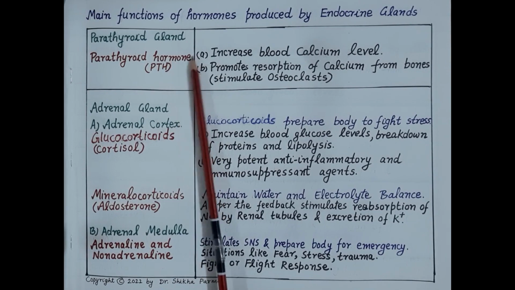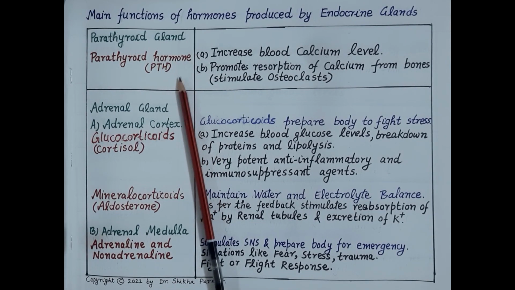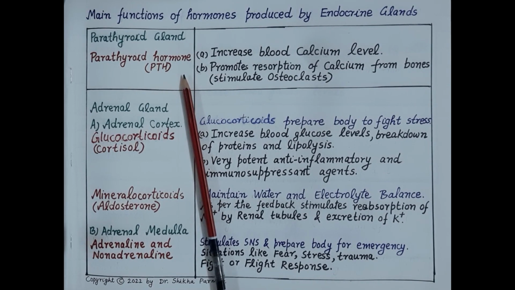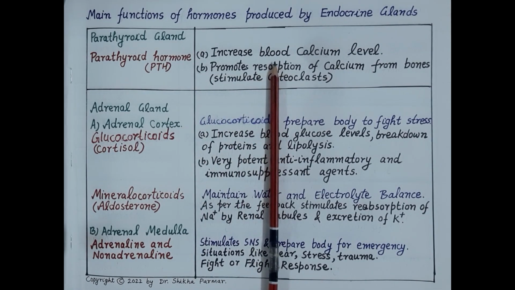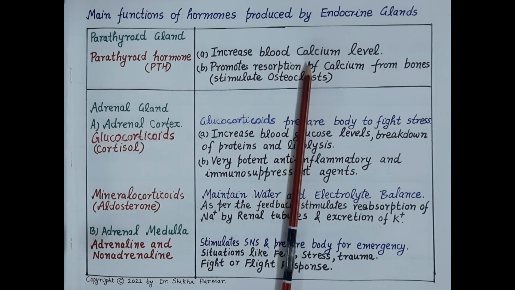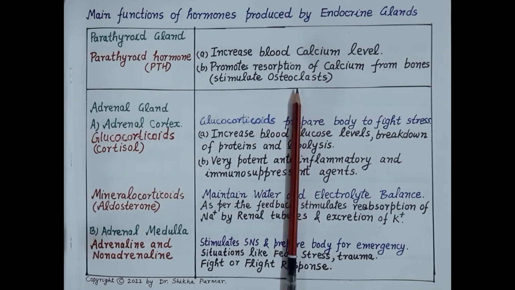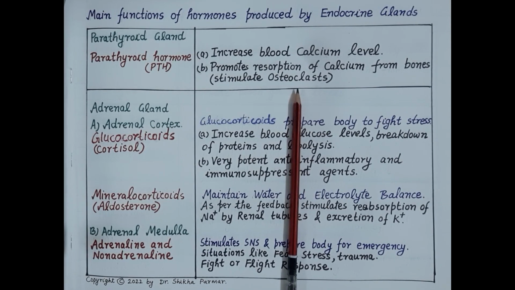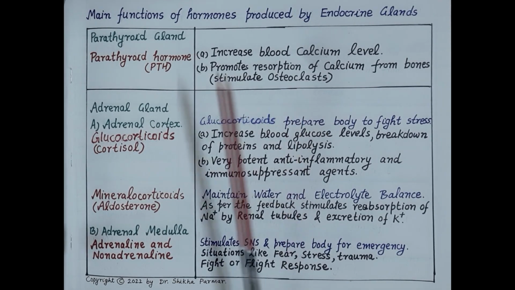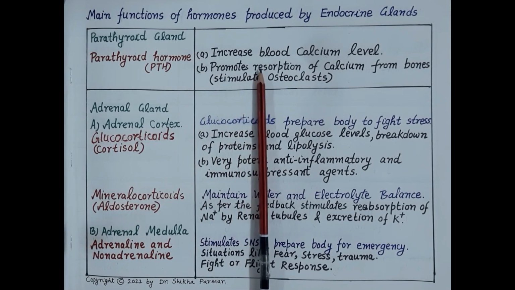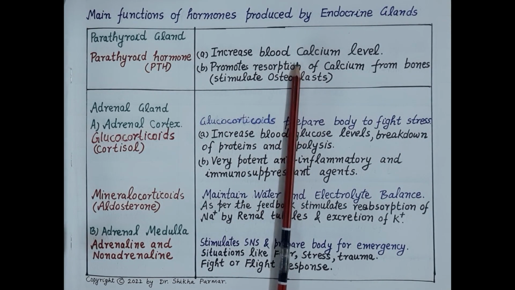Next endocrine gland is the parathyroid gland. Now it produces parathyroid hormone, in short PTH. In contrast to calcitonin that reduces levels of calcium in the blood, parathyroid hormone increases levels of calcium in the blood. Parathyroid hormone stimulates osteoclasts, that is the bone breaking cells. This causes release of calcium from the bones, and that calcium moves into the blood. So the levels of calcium in the blood increase. So the main function of parathyroid hormone is to increase the levels of calcium in the blood.